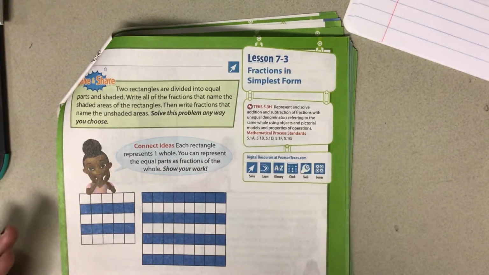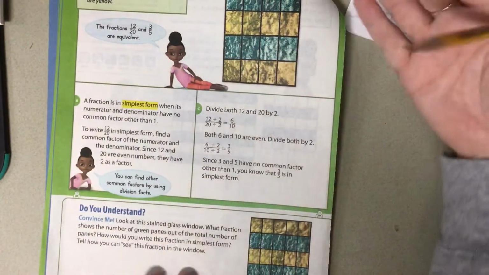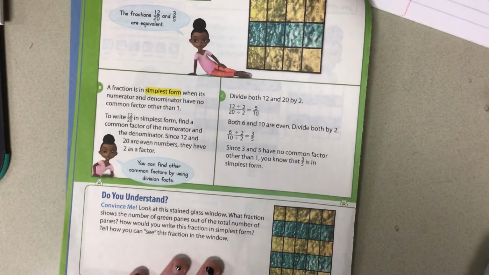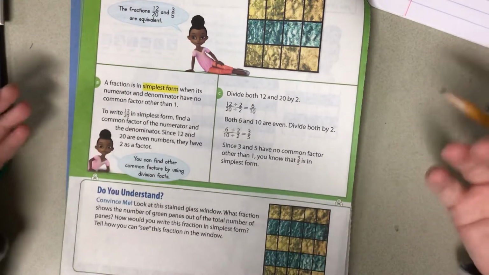Lesson 7-3, fractions in simplest form. We're going to flip it over and look at page 338. When we're writing fractions in simplest form, that just means you're making it as small as possible, to where there's no possible way you could divide it and make it any smaller.